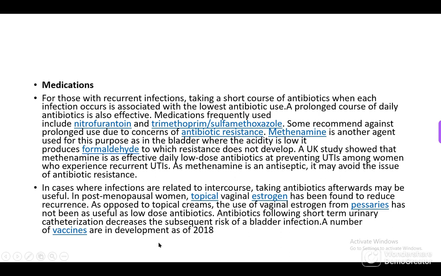Taking antibiotics, for those people related to intercourse. They say that after repeated intercourse or coitus, they develop infection. In those people, for example, in postmenopausal women, topical vaginal estrogen has been found to reduce the recurrence. They use it also as a lubricant. It will definitely cause wetness, from hypersecretion rather than the dimmed-down secretions of the vaginal glands. It is very helpful. Vaginal estrogen from pessaries is used. The estrogen pessaries are not usually practiced. A number of vaccines have been in development since 2018.